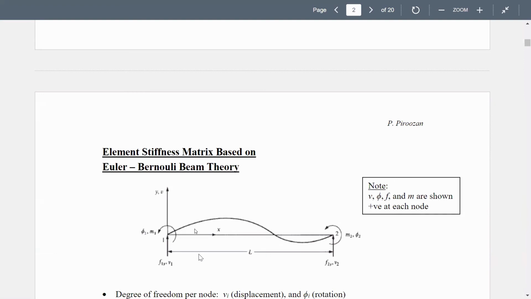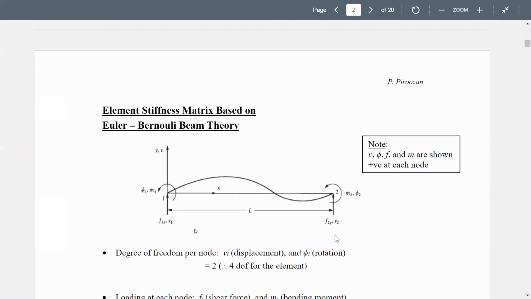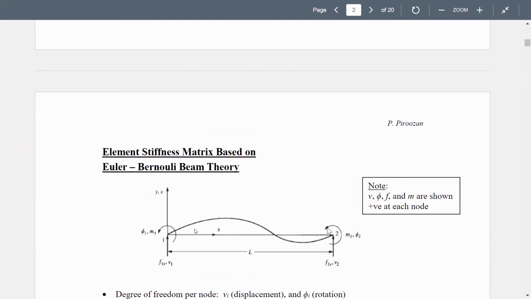So we have 2 degrees of freedom per node. And how many nodes does this element have? 2. So 2 nodes times 2 degrees of freedom per node makes it 4. So our element stiffness matrix should be 4 by 4.